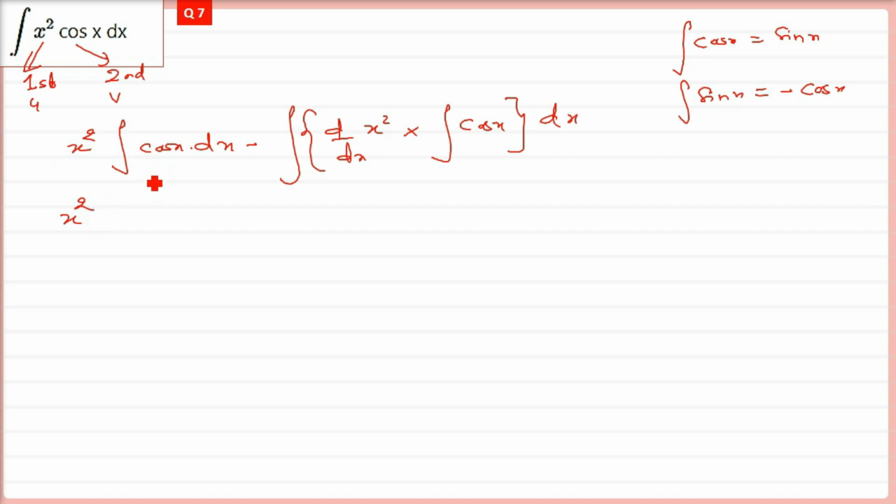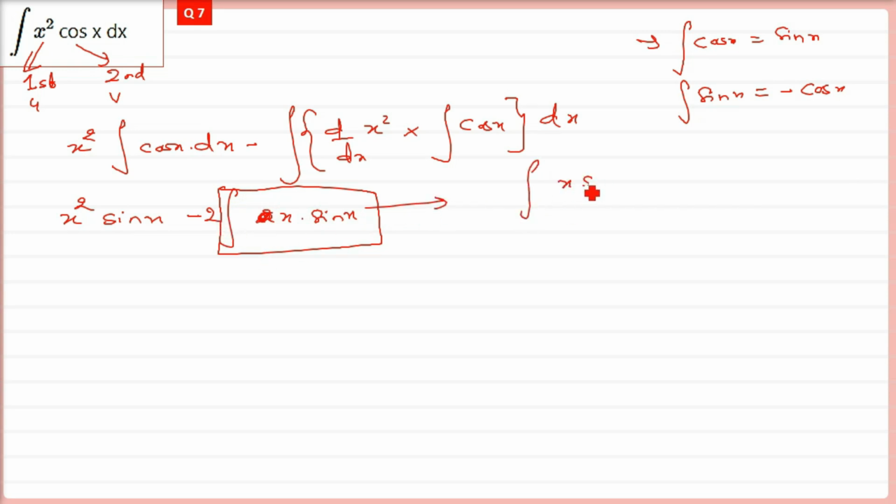So x square here, integration of cos x will be sin x. We are utilizing this earlier information, and d by dx of x square will be 2x. Integration of cos x is going to be sin x. So if you take these two outside, we are left with integration of x sin x. Integration of x sin x, we are going to deal with in a separate way, and then we will put this result in the actual solution.